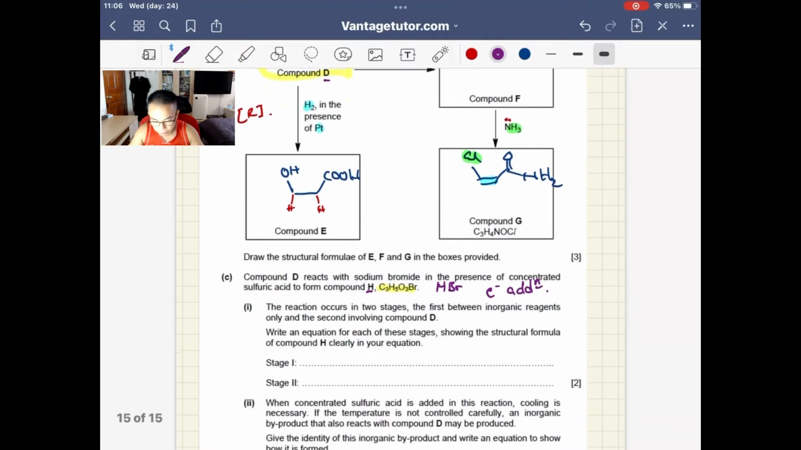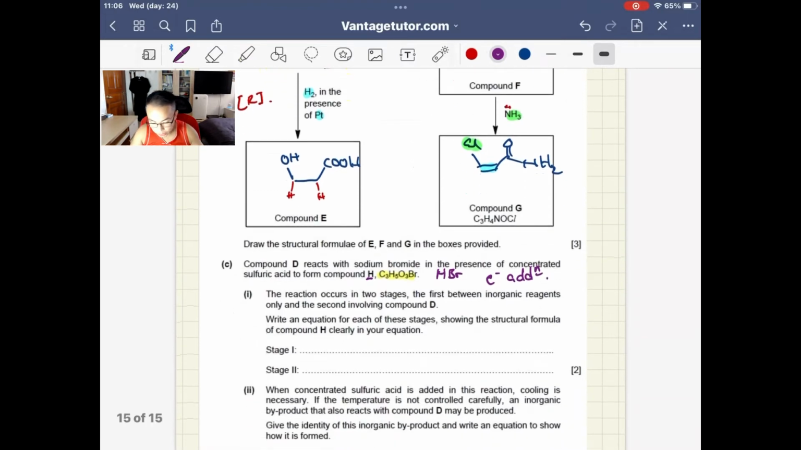Now, Part C 1: the reaction occurs in two stages. The first is between inorganic reagents, the second involves compound D. That means stage 2 is most probably my electrophilic addition. But stage 1 is something that I don't know, because it's inorganic reagents. So now I know that I'm trying to generate my HBr, so I kind of have to wing it. What do I mean? Let's try it. So now I take my NaBr.